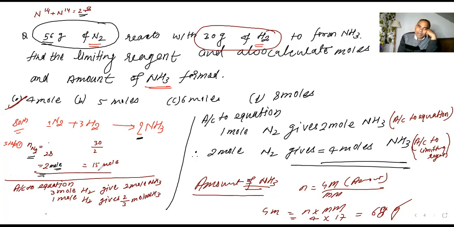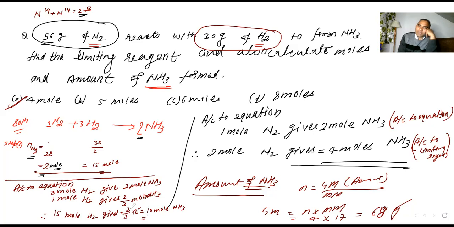So you have 15 mole H2. How much NH3 will it give? 2/3 times 15. 3 fives are 15, and 5 twos are 10. So it comes to 10 mole NH3.